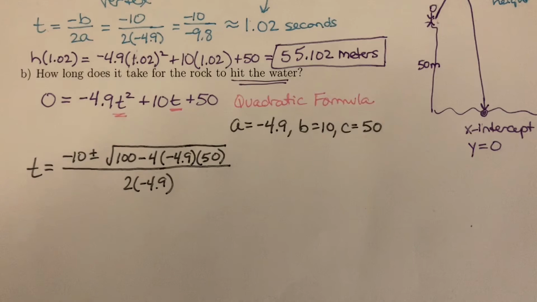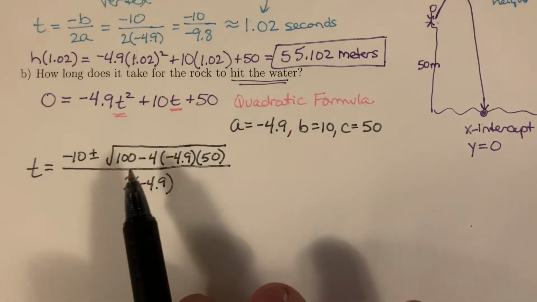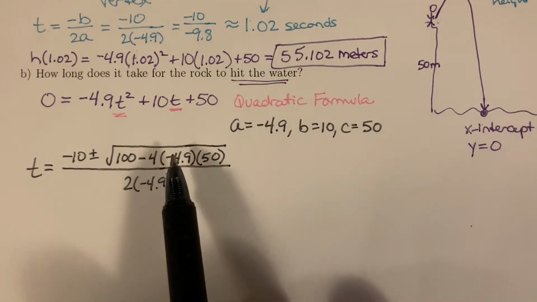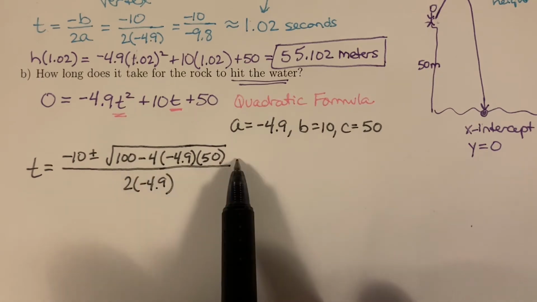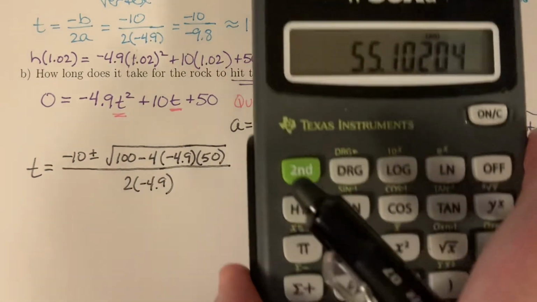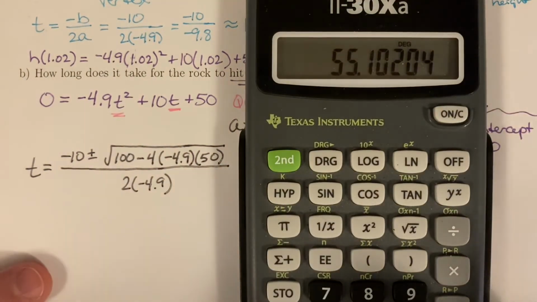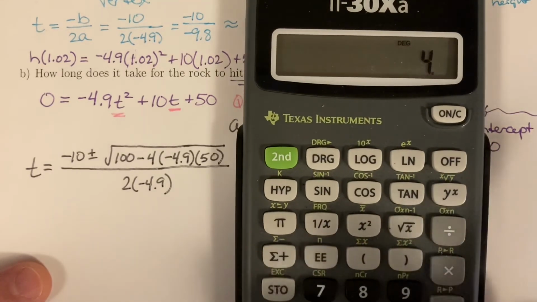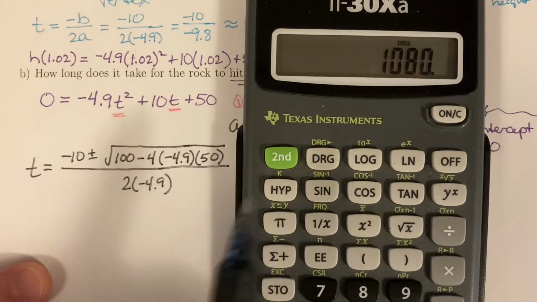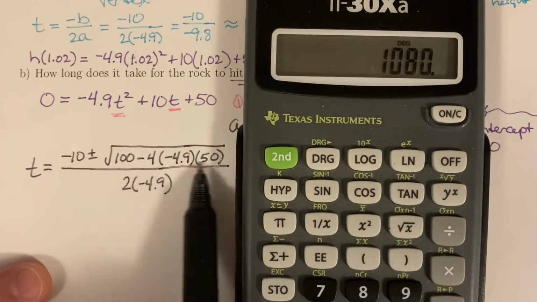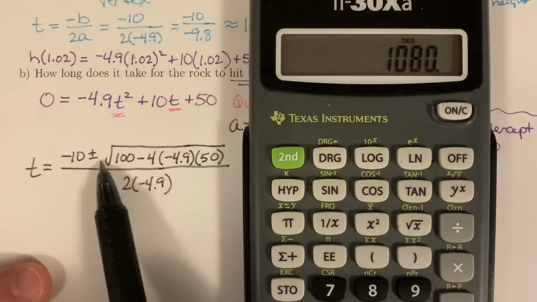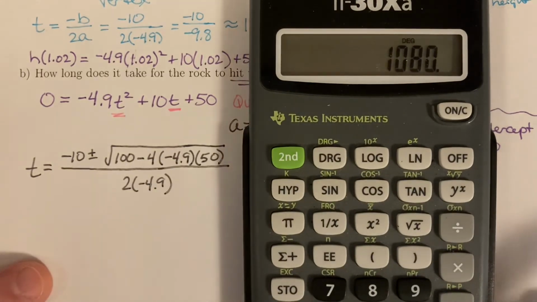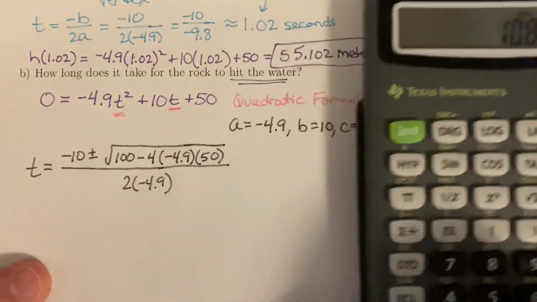All right, always do what's inside the parentheses first. Be on the lookout for a negative times a negative. This is going to make a positive. So you could even type it in the calculator as a plus. I might do that. 100 plus 4 times 4.9 times 50. All right, so I'm getting 1,080 under here, but make sure you can get that on your own too, because a lot of times it's just being careful with typing it in the calculator.